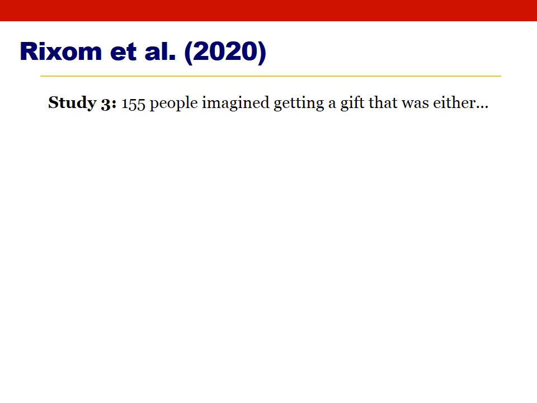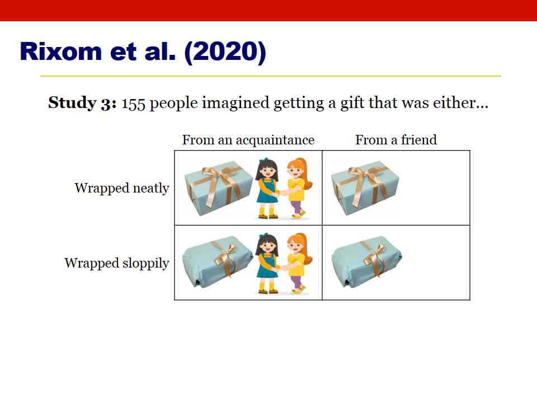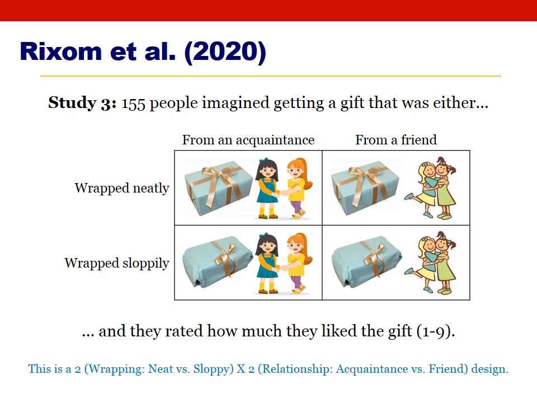So in one of their follow-up studies, they had participants imagine getting a gift that was either wrapped neatly or wrapped sloppily, and that gift was given to them either by someone who they don't know that well or someone who they know very well, from either an acquaintance or from a friend. Again here, we've got a 2x2 design. If we cross those two variables, we have 4 different combinations. A neat gift from an acquaintance, a neat gift from a friend, a sloppy gift from an acquaintance, or a sloppy gift from a friend.